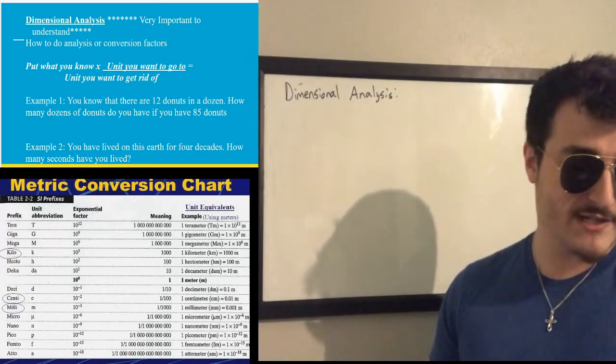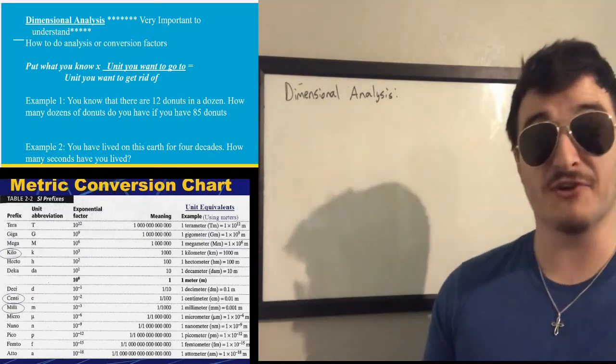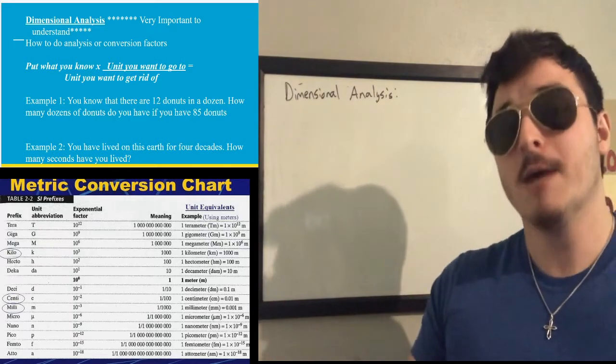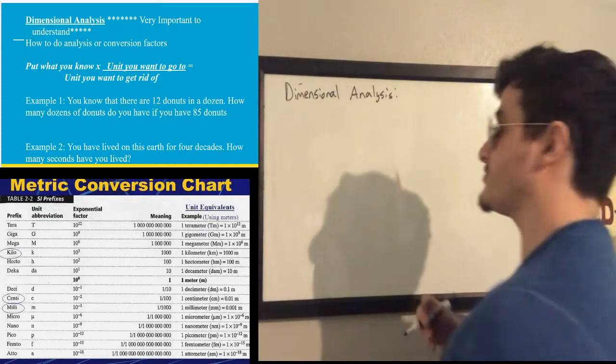So let's look at our first example with this. You know that there are 12 donuts in a dozen. How many dozens of donuts do you have if you have 85 donuts? This is a very simple mathematical operation. All I have to do is 85 divided by 12. I know that. But let's set it up the way that we're going to implement with all the future problems in this unit.